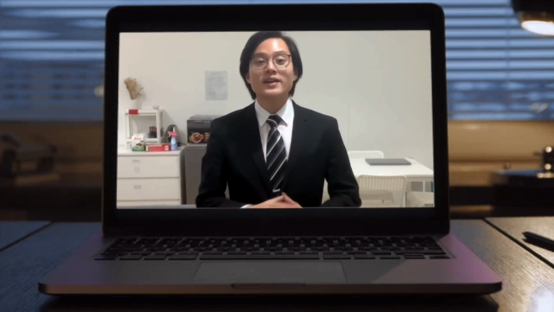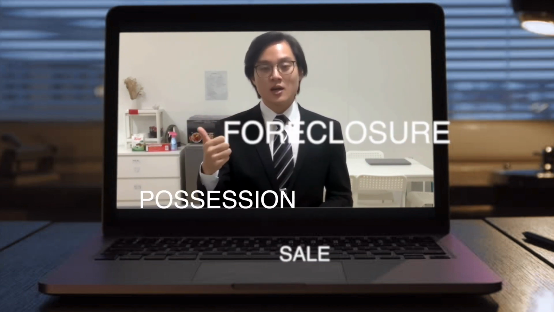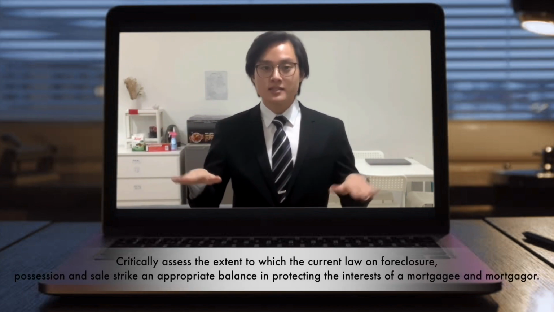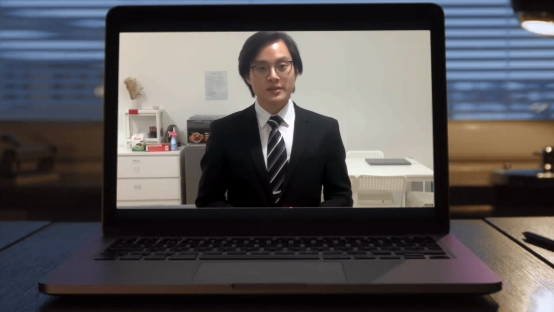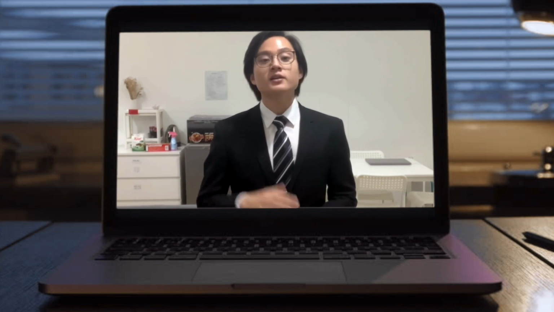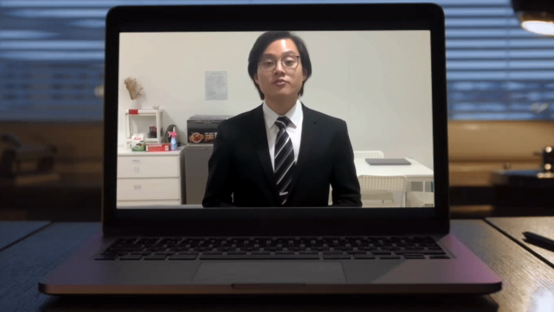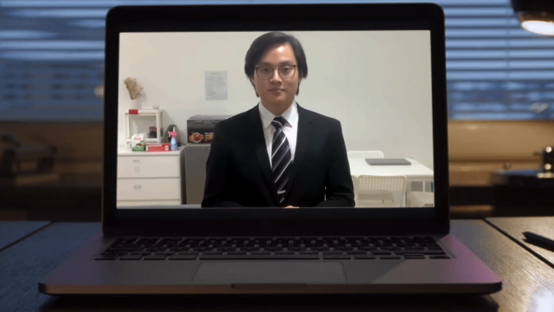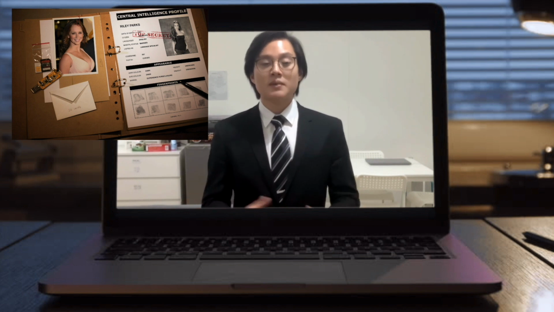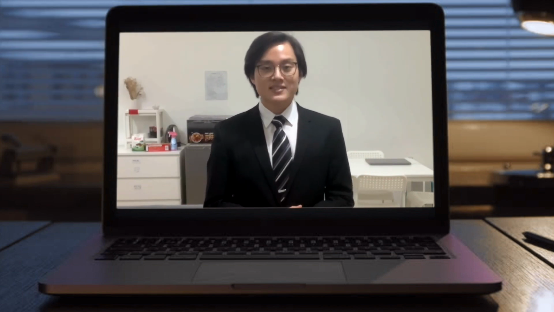Now that we understand what a mortgage is and how it is created, an assessment on the extent to which the common law on foreclosure, possession, and sale strike an appropriate balance in protecting the interests of a mortgagee and mortgagor will be made. The law on foreclosure will be addressed by Kelsey, possession by both Kelsey and Amanda, and sale by Uthraa. Additionally, Jenny will be addressing the topics of undue influence, backdoor tactics, and mortgages during the current COVID-19 pandemic. Furthermore, the issues faced by Mr. and Mrs. Hobson in the scenario video provided will be addressed throughout. With that said, here is Kelsey, who will be addressing the law of foreclosure.